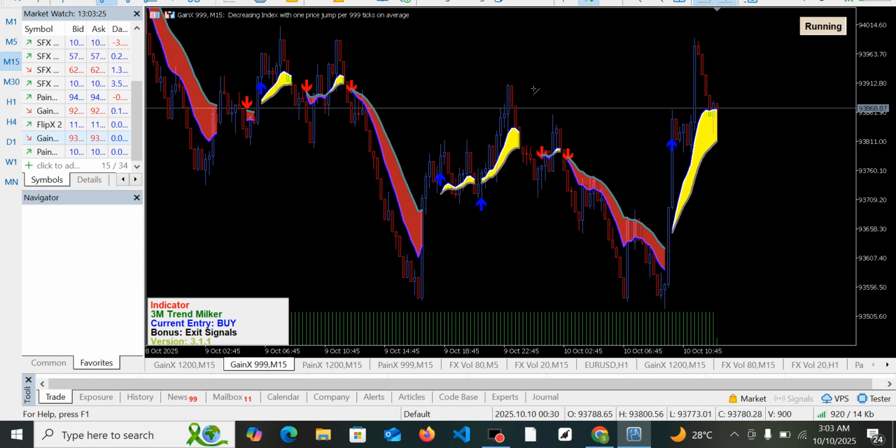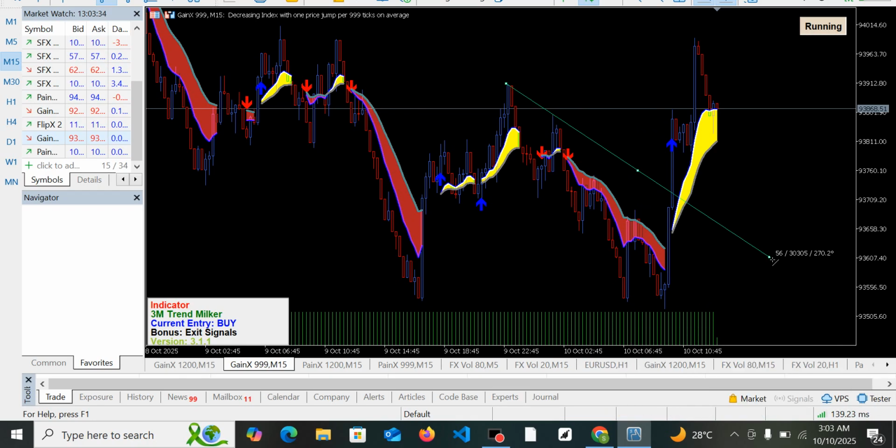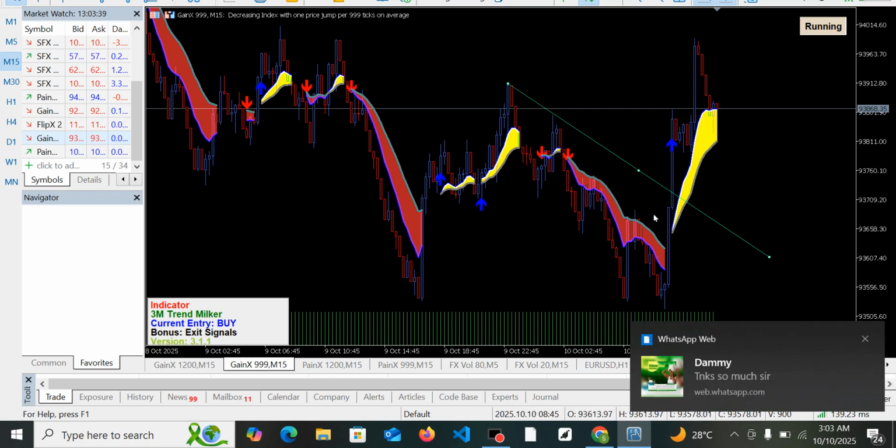For those that are not having the indicator, no problem, just use your trend line to highlight the major areas. Okay, so since this is a very good point, and there is no other major point that is more than this.